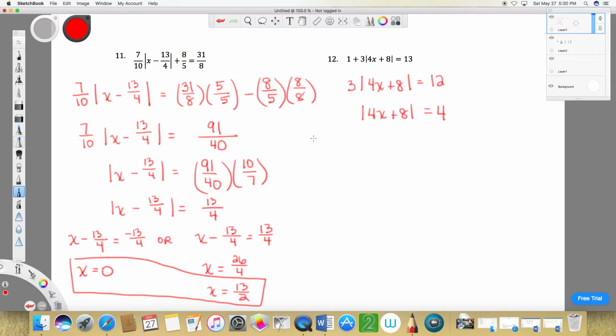so this splits into two equations. Either this expression is negative 4, or this expression is representing positive 4. So it's a two-step equation. Subtract 8 and divide by 4. And the same over here. Subtract 8 and divide by 4.